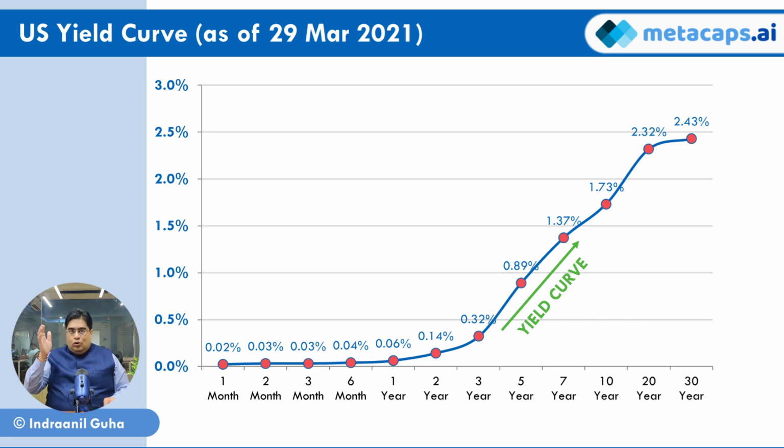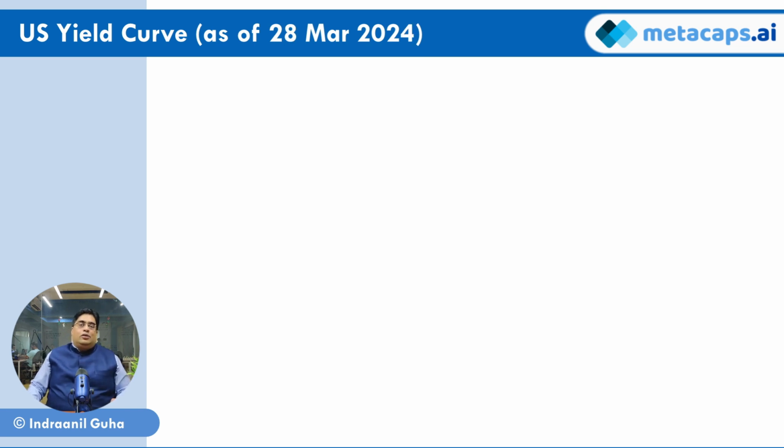We have to go and take a look at what's happening to US government bond rates as of now. As I said, I'm recording this video on 29th of March 2024. The most recent data that we have is that of yesterday, 28th March 2024. Let's take a look at what were the yields on US government bonds of various durations as of yesterday.